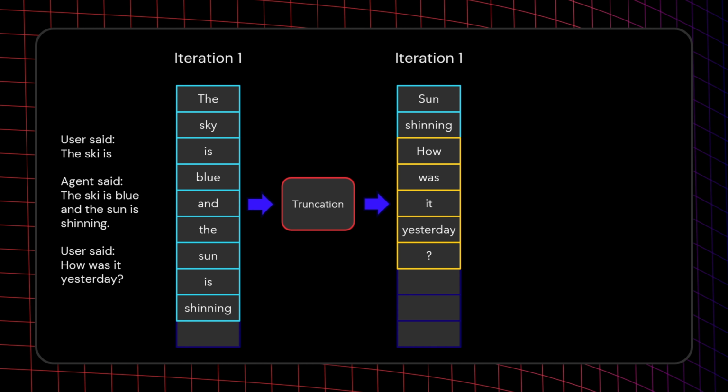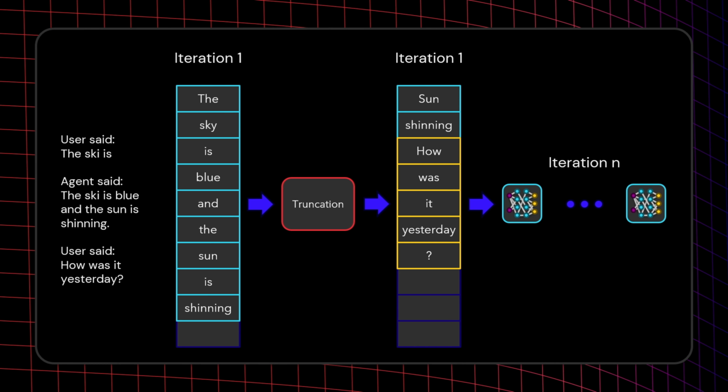He just needs sun shining. How was it yesterday? And then after doing this truncation, it follows the normal iteration process as we saw before. So this is how an AI model handles the input tokens that come in, and how it ensures that even during a session where it continuously needs a historical list of messages, it can continue to operate.